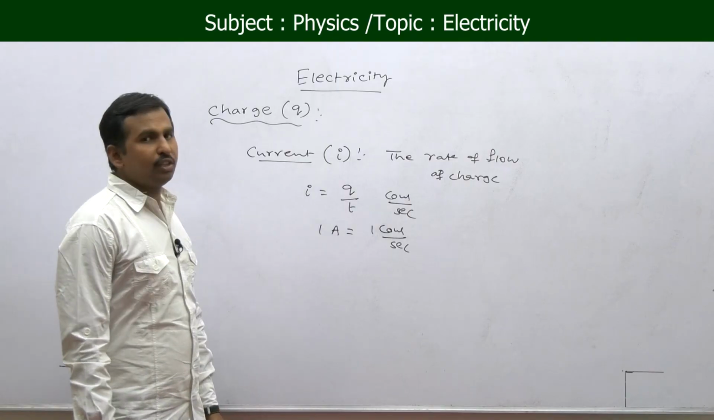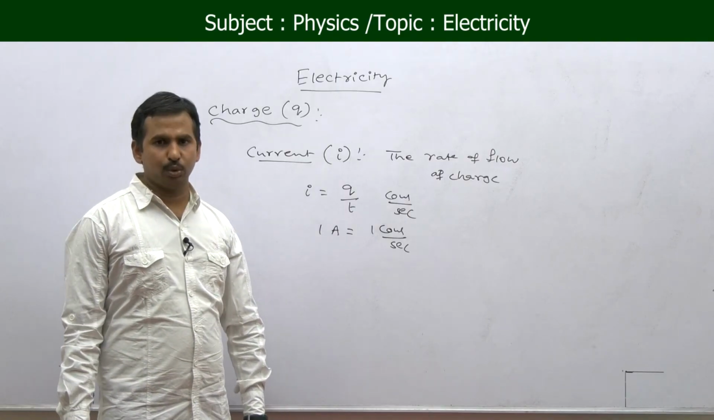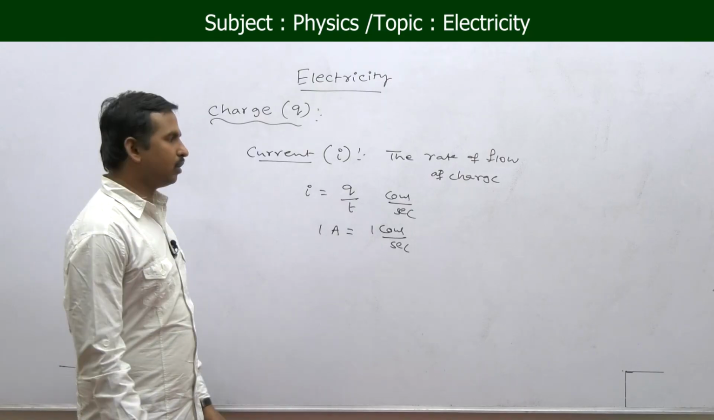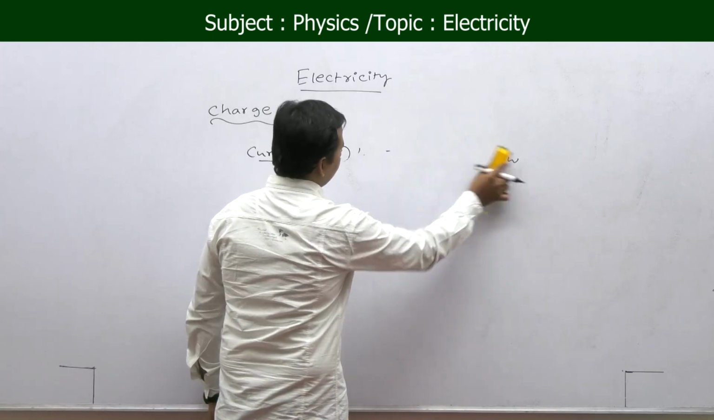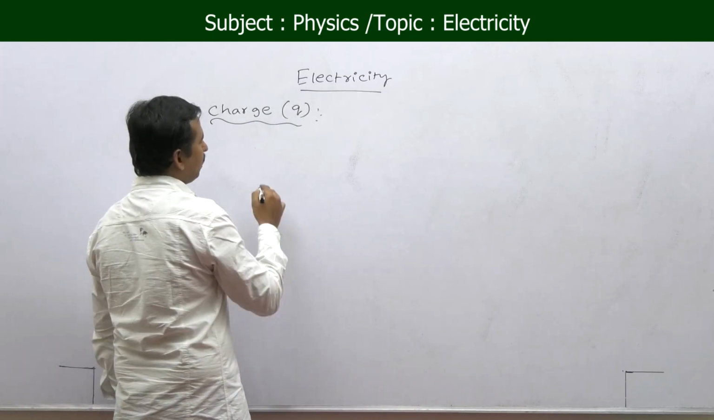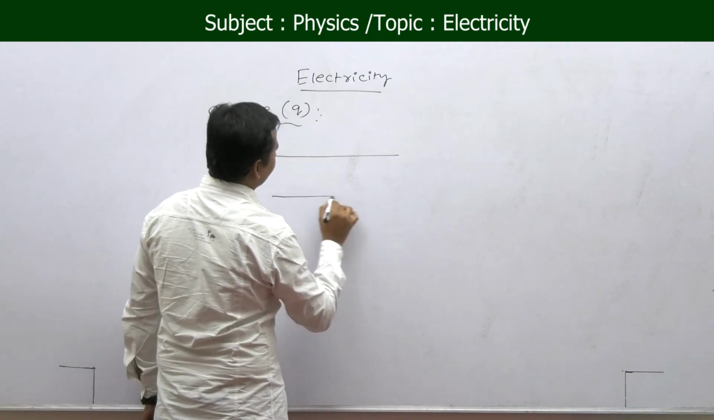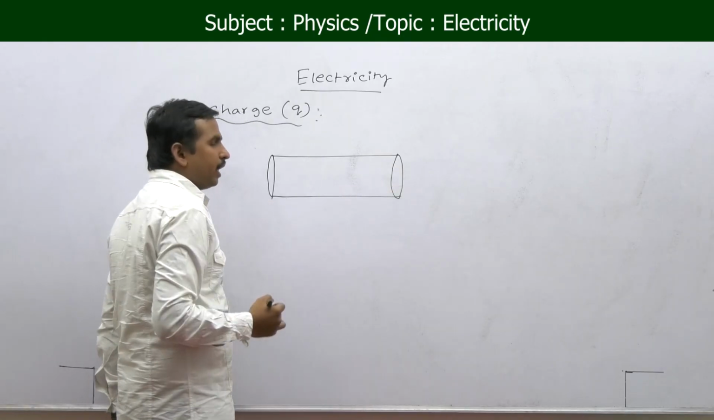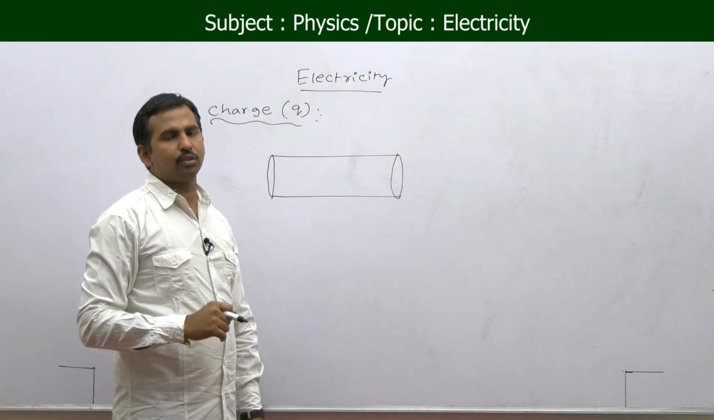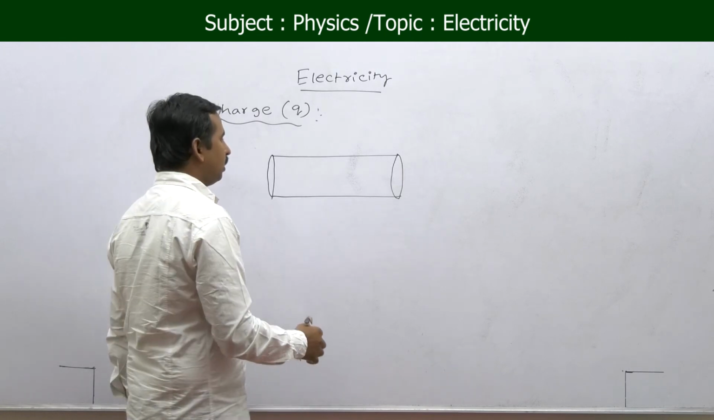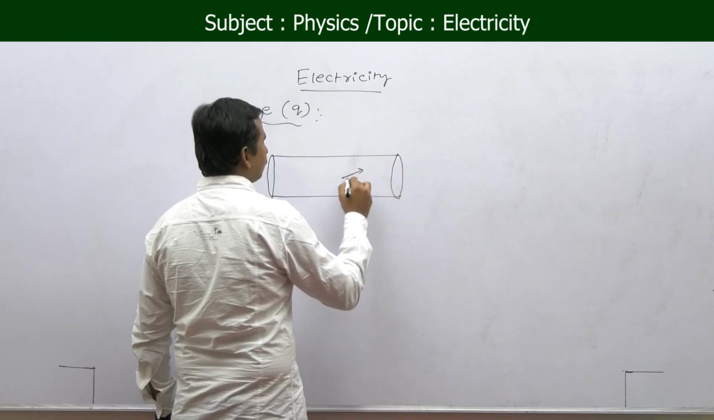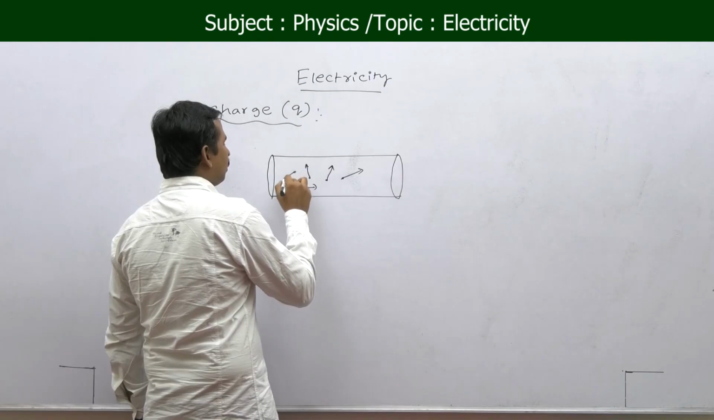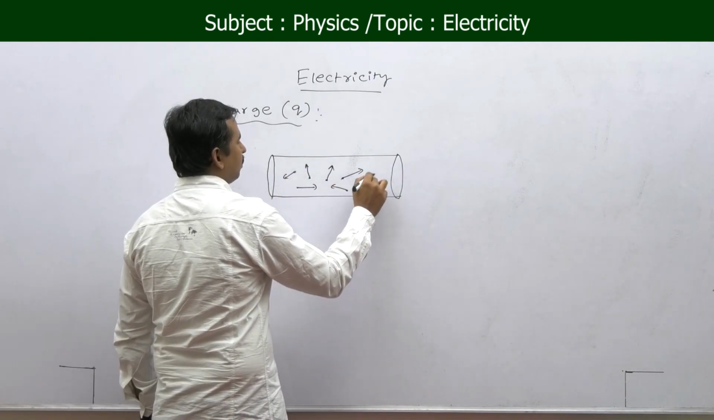Now you see how these conductors allow the current to pass through them. In any metal conductor, free electrons are already present inside it. For example, assume a cylindrical wire like this. Inside this wire, the free electrons are moving in different directions, like this. As it is a metal, the charges move in different directions.